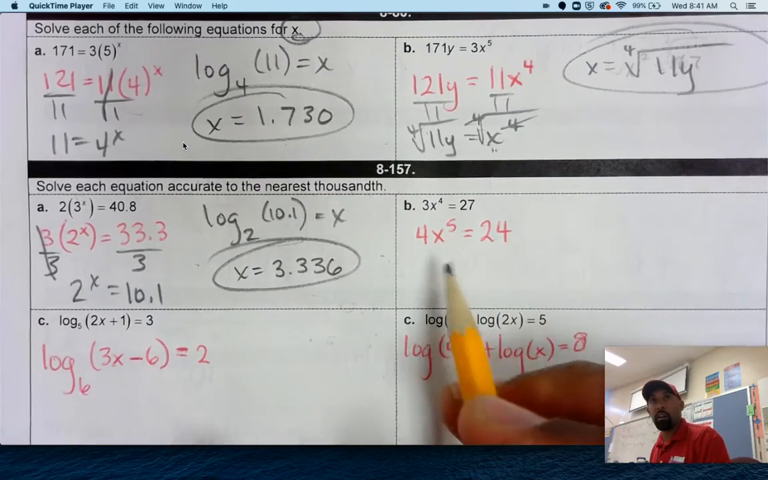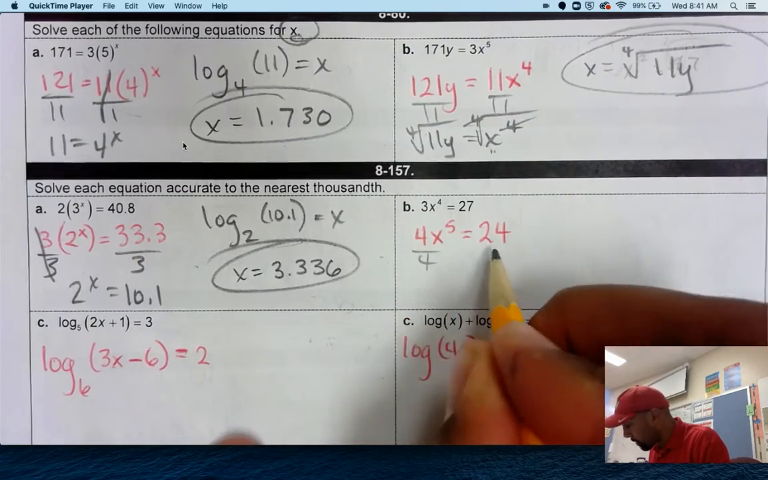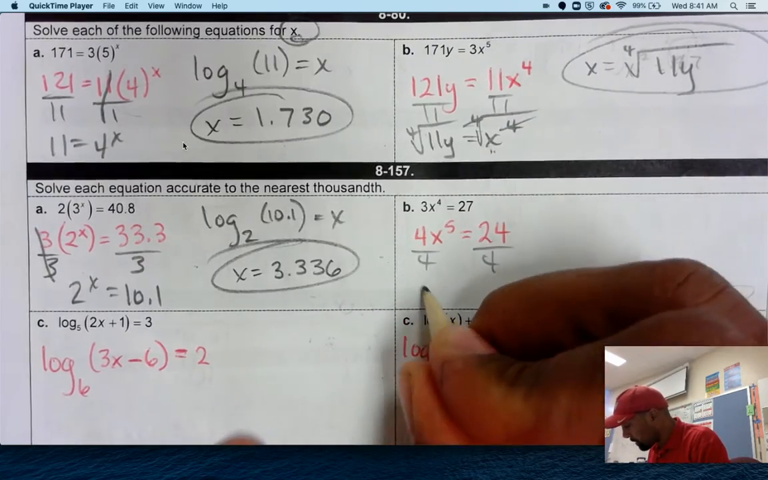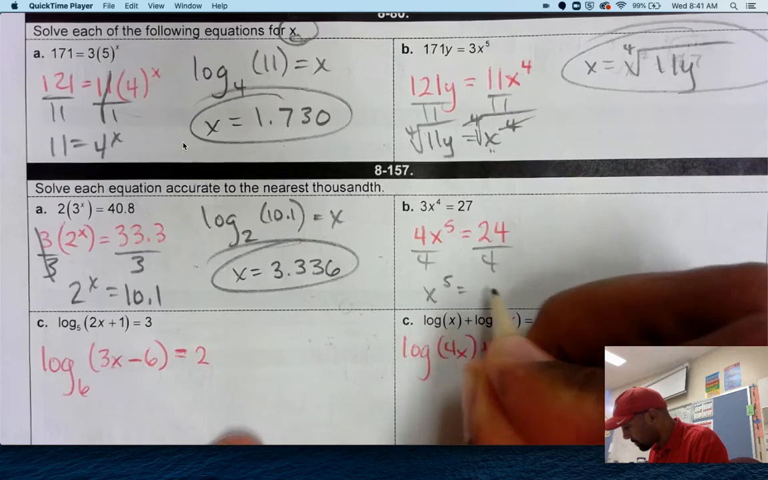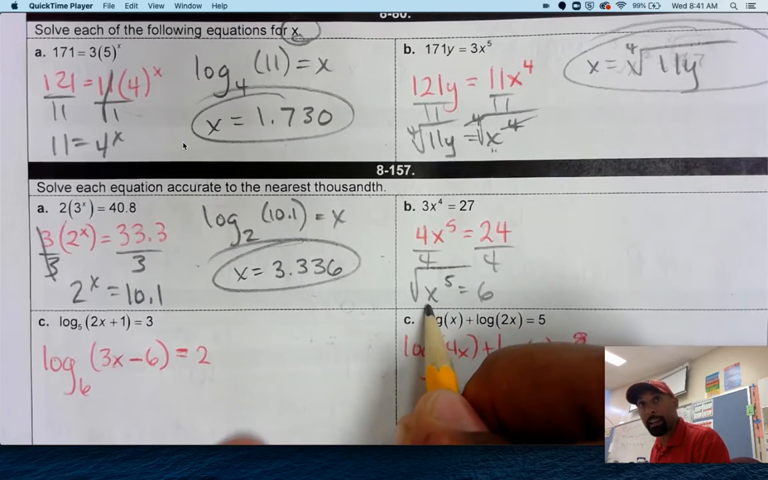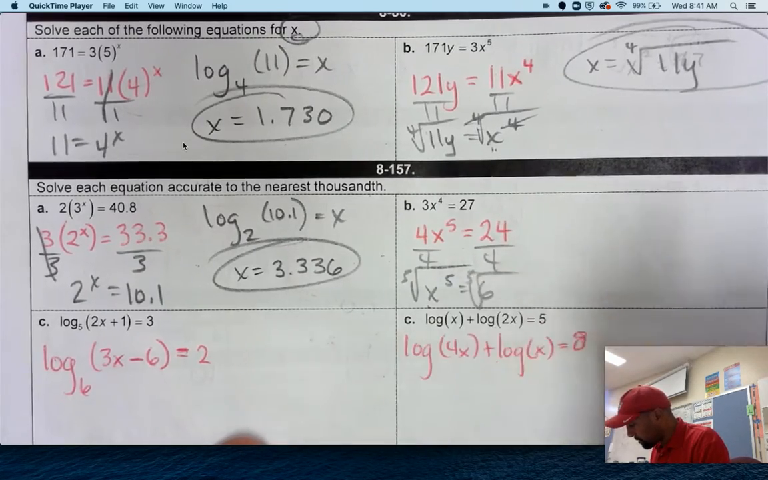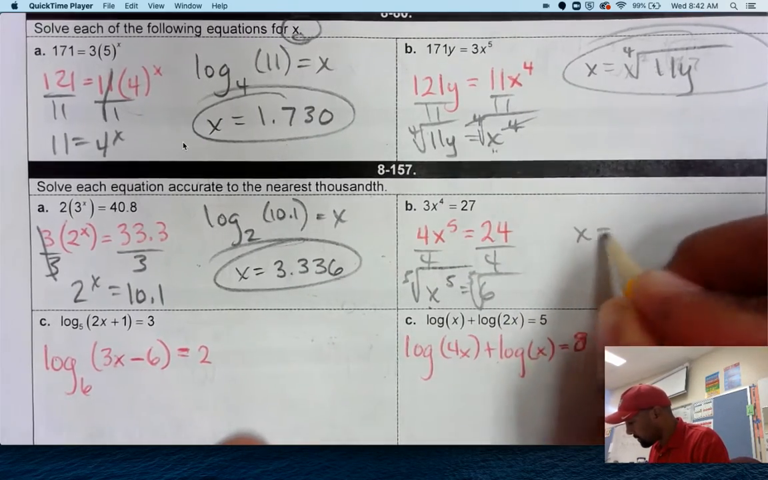Okay. All right, so now for this one, similar to this problem, if you notice. So let's divide that 4 first. And we get x to the fifth equals 6. And now here, since again the x is a base, we're going to take the fifth root this time and basically do the fifth root of 6.